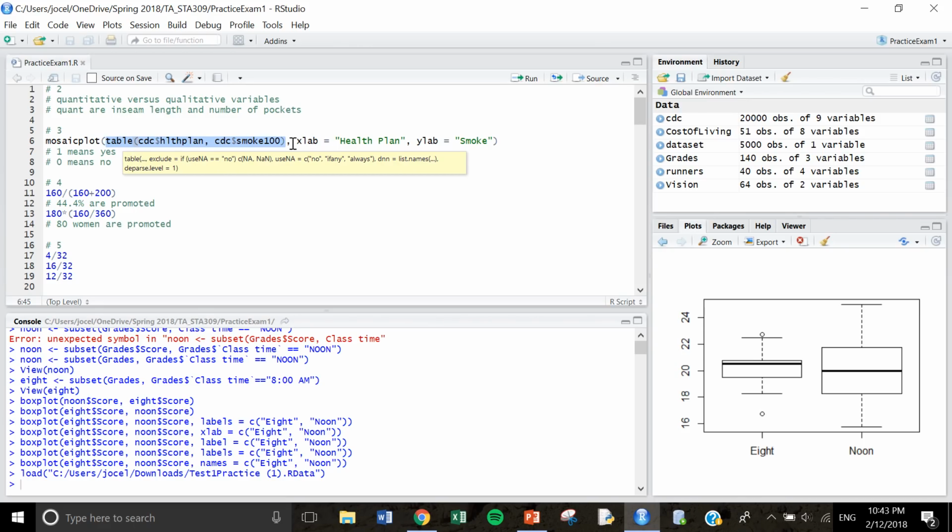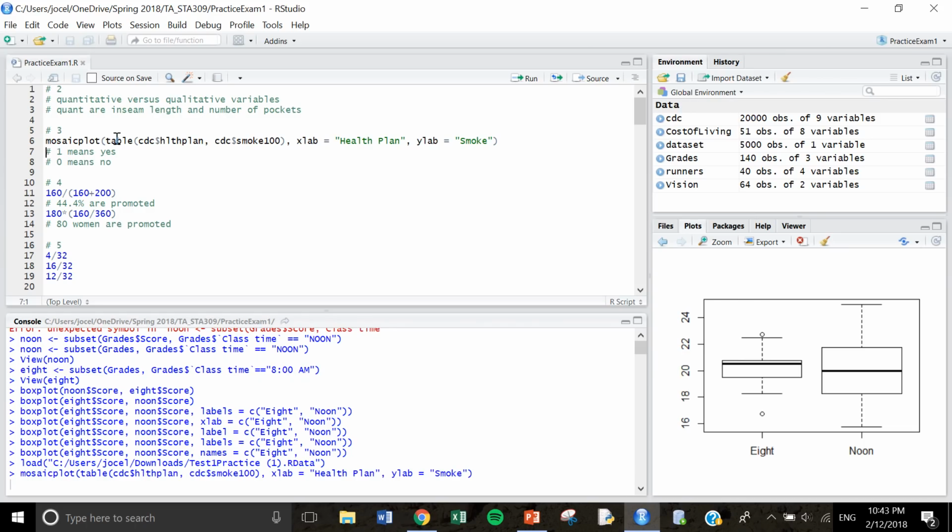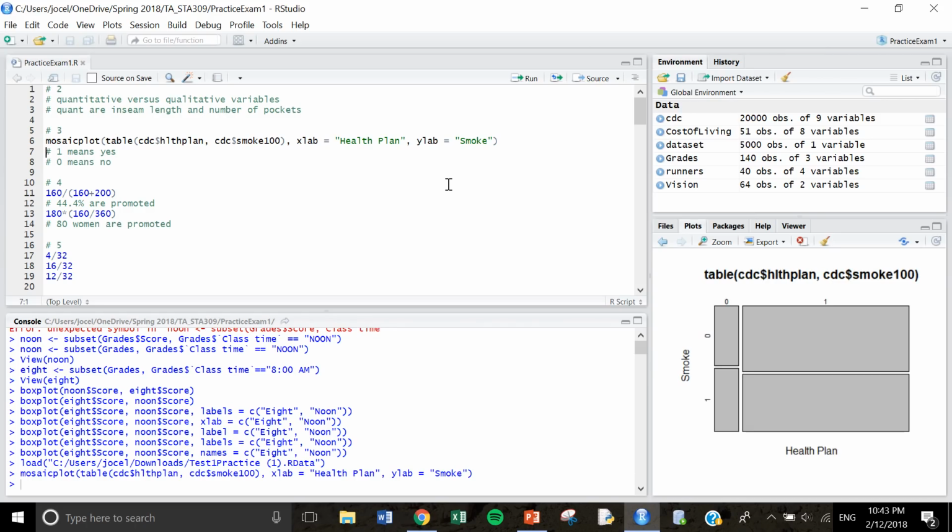And you don't have to add this part. It's totally not necessary, but it makes it super easy to understand because the first thing you put in is going to be on the x-axis. The second thing you put in is going to be on the y-axis. So without this, it's kind of confusing to look at the mosaic plot. So let's run this. And we see health plan is on the x-axis, because it's the first thing I put in, and smoking is on the y-axis. I put those labels in right here.